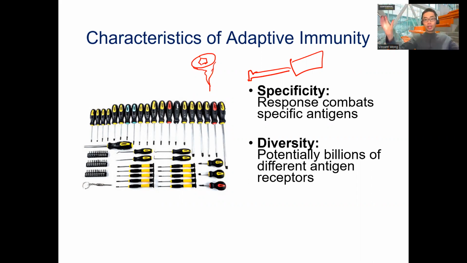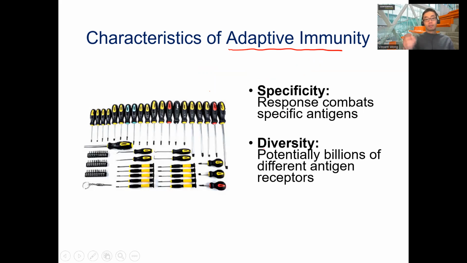However, when you think about the whole set of screwdrivers collectively, then you can tighten any kind of screws out there, right? And so when you consider adaptive immunity as a whole, it is very diverse. It has diversity because of the gene shuffling that we talked about. It has potentially billions of different antigen receptors. Okay, so each receptor is designated for one type of antigen, but collectively, all these receptors give you the ability to fight off virtually anything. So that's the difference between specificity and diversity.